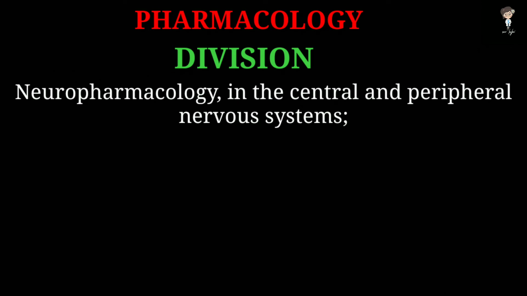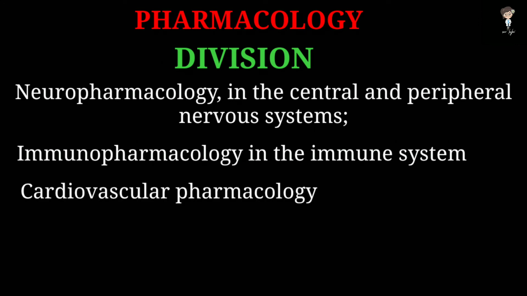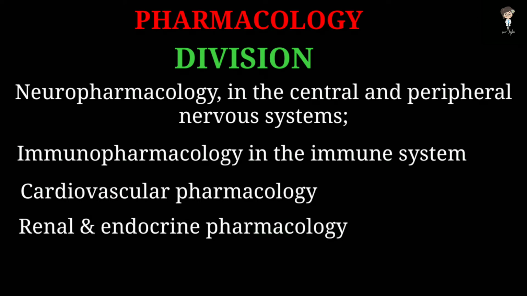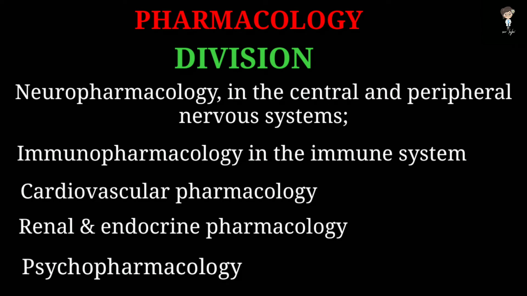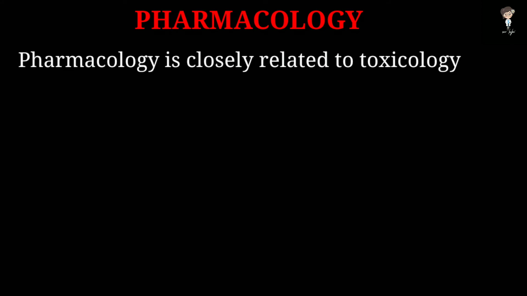If we come towards division of pharmacology, then pharmacology can also focus on specific systems, comprising body divisions related to body systems, and study the effects of drugs in different systems of the body. These include neuropharmacology in central and peripheral nervous system, immunopharmacology in immune system. Other divisions include cardiovascular, renal and endocrine pharmacology. Psychopharmacology is study of use of drugs that affect psyche, mind or behavior in treating mental disorders, for example in depression.